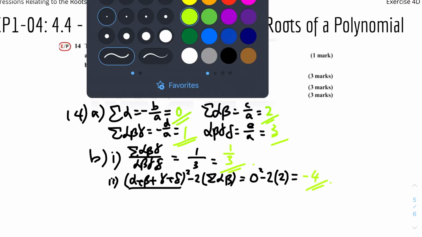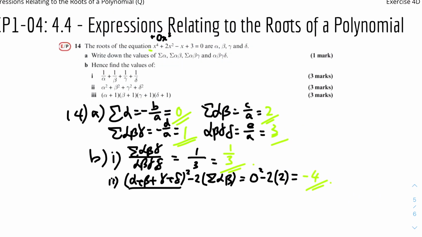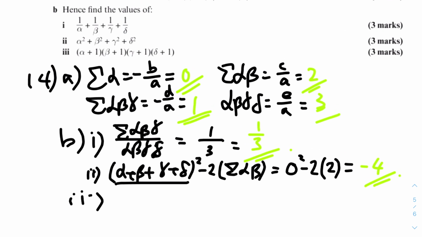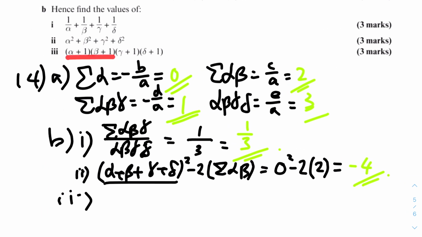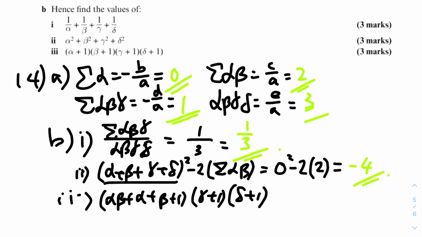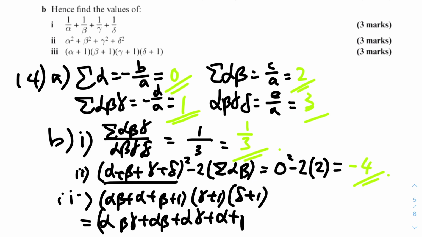And the last part, we just have to expand it because it's quite a complicated, long one. So let's first expand these two brackets. It will be alpha beta plus alpha plus beta plus 1, times gamma plus 1, plus delta times delta plus 1. And this is equal to alpha beta gamma plus alpha beta plus alpha gamma plus alpha plus beta gamma plus beta plus gamma plus 1. Oops, it's quite a long one, times delta plus 1.